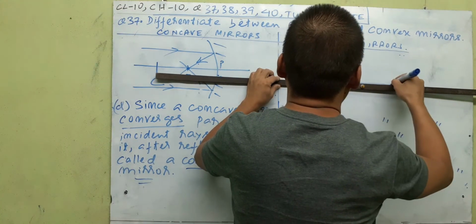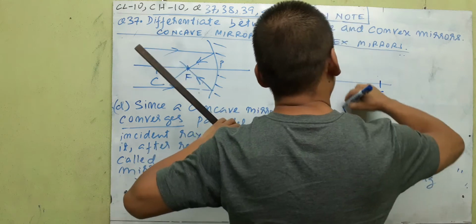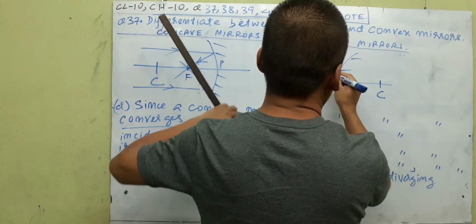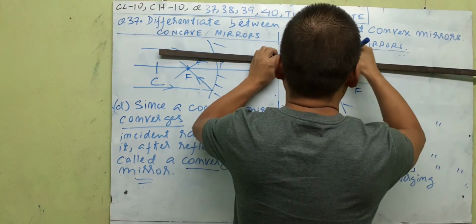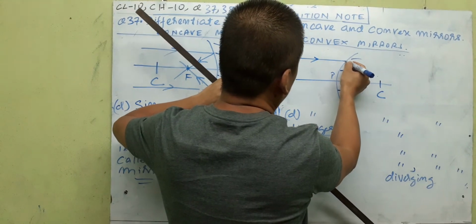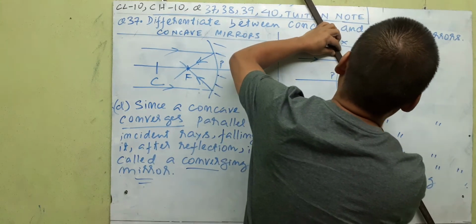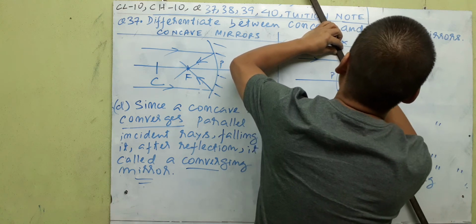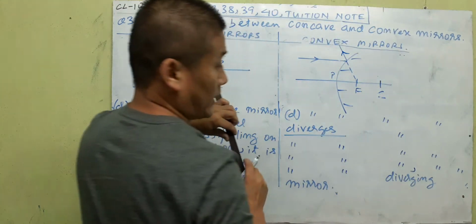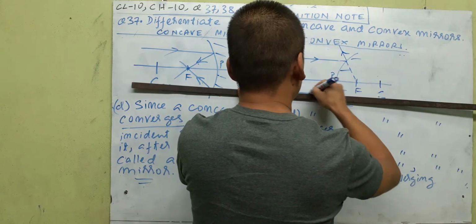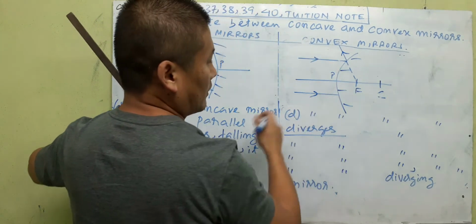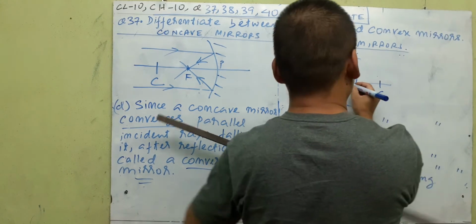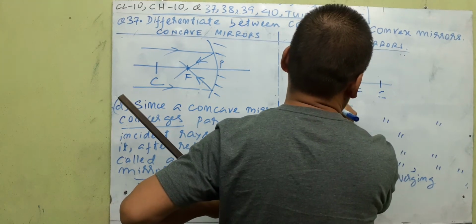Quickly, we know that C will be on the right because the curve is like this and the center is this way. So F and P. Now draw a ray parallel to the principal axis, and you know this ray cannot penetrate the mirror. It will bounce back and look as if it's coming from F, like this reflected ray. Another ray parallel. So these two rays are parallel to each other, and then it will look as if it's coming from here.